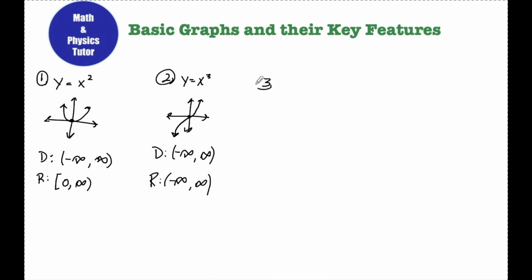And my range is also negative infinity to positive infinity. The third graph that we'll look at is y equals the square root of x. This graph starts at (0, 0) and curves up very slowly. This isn't leveling off. It will get to infinity. It'll just take a while to get there.